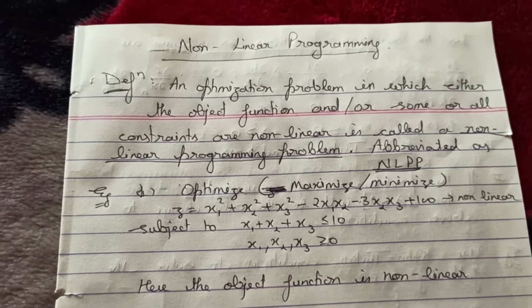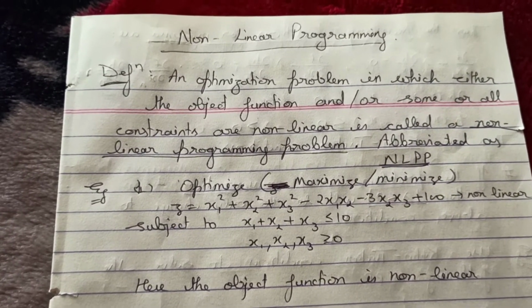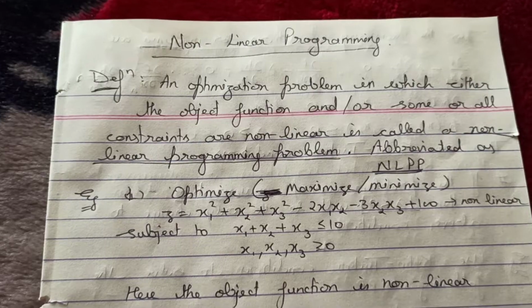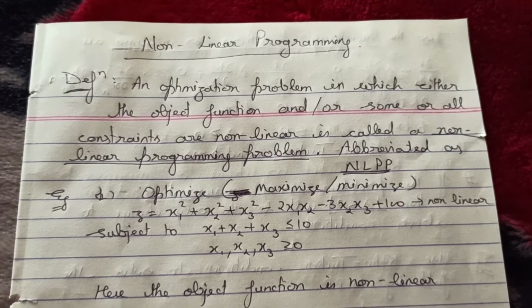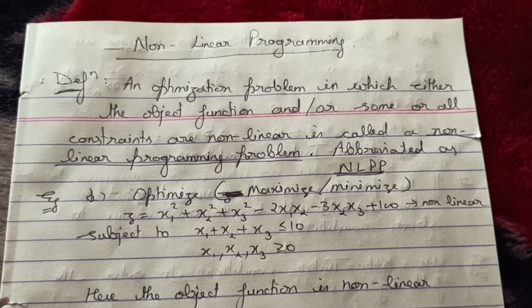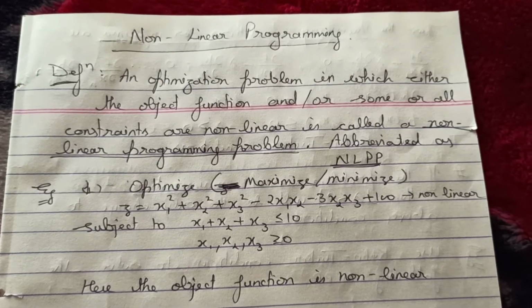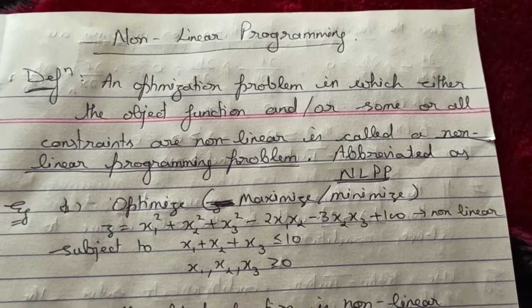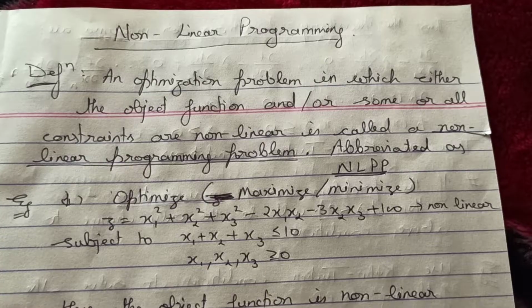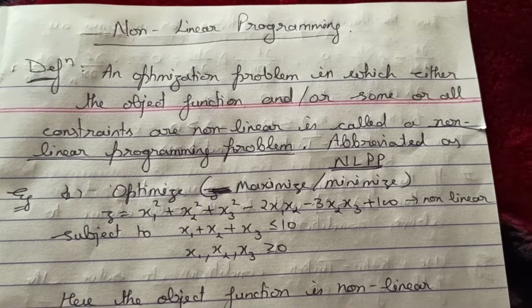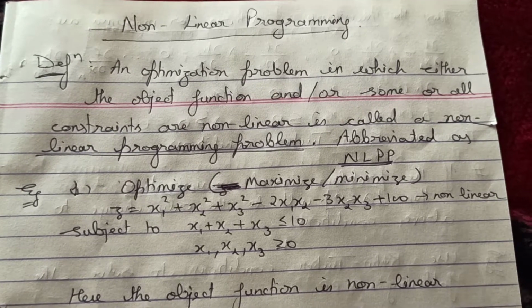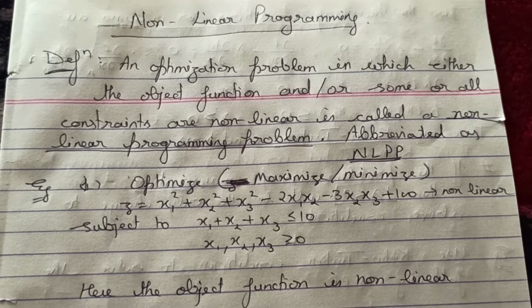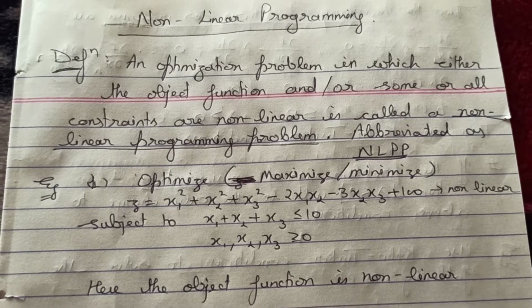Okay, so we have already seen linear programming problems. We'll see now non-linear programming problems. So what is a non-linear programming problem? First we'll see the definition. The definition says: an optimization problem in which either the objective function and/or some or all constraints are non-linear is called a non-linear programming problem, abbreviated as NLPP.